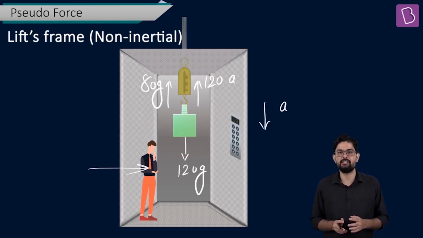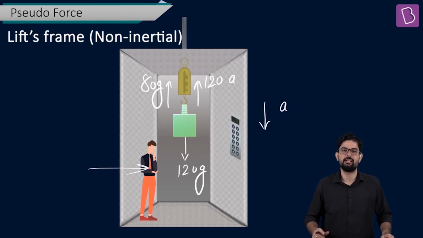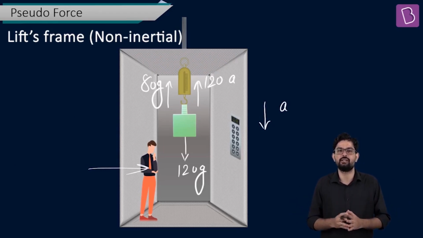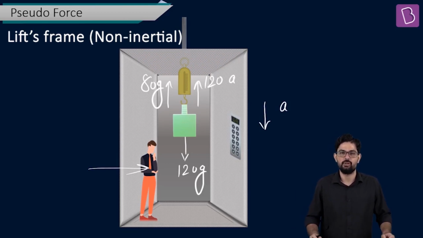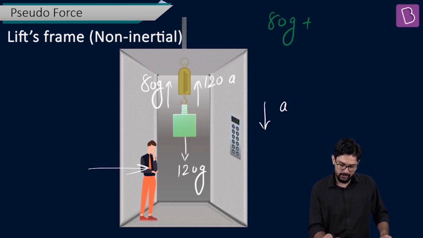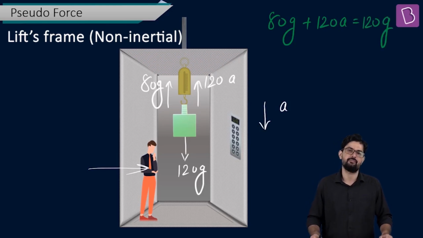And now with respect to this person, the block is at rest. Therefore, all the forces acting on it must equate to 0, which means that the total upward force must be equal to the total downwards force, right? So what is the total upward force? It is 80 g plus 120 into a, and this must be equal to 120 into g.